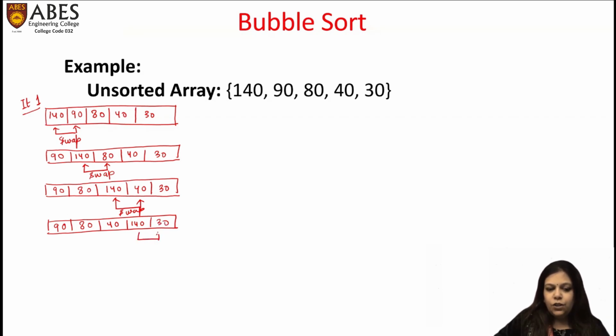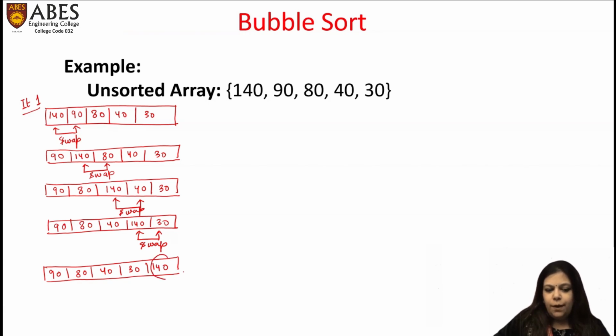Again, we have to check the next two elements. And as you can see, again, the first element 140 is greater than the next element, that is 30. We have to again swap it. So as you can see that after this swapping, the state of the array will be 90, 80, 40, 30, and 140.